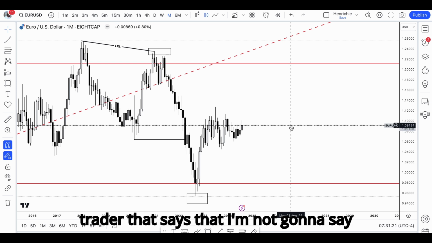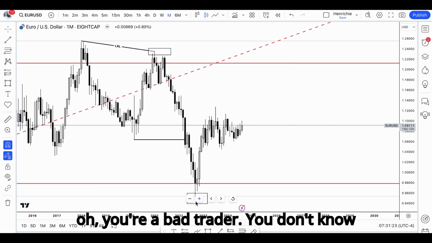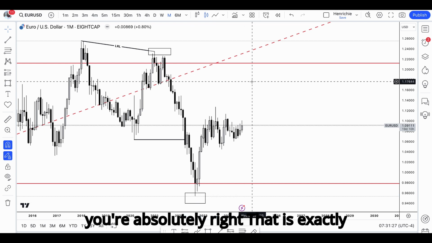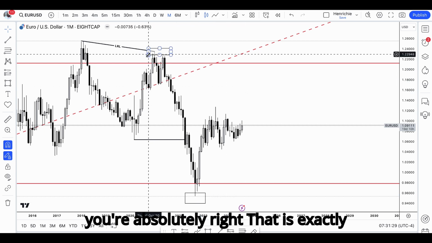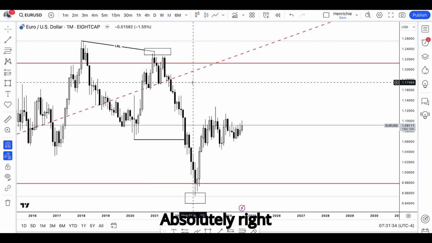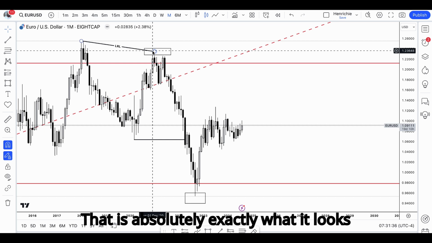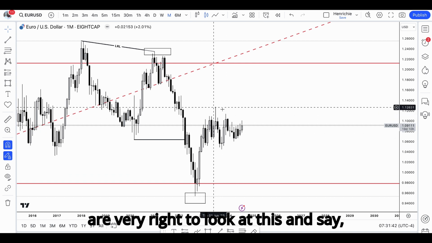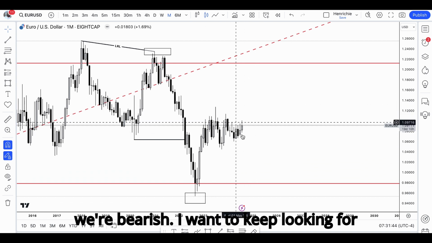Very safe to say that. Any trader that says that, I'm not going to say, oh, you're a bad trader, you don't know what you're doing. Absolutely not. Because you're absolutely right. That is exactly what it looks like. A lower high and a lower low. You are very right to look at this and say, we're bearish, I want to keep looking for a sell.